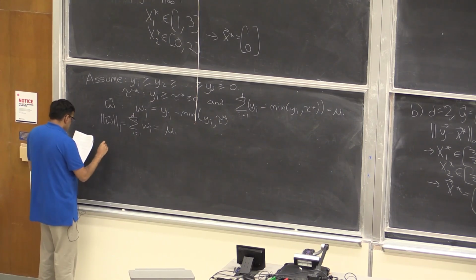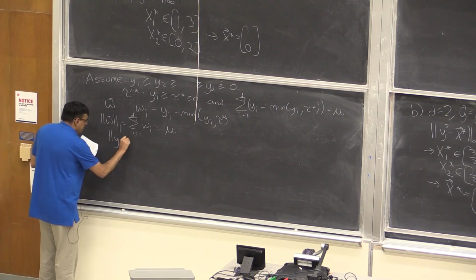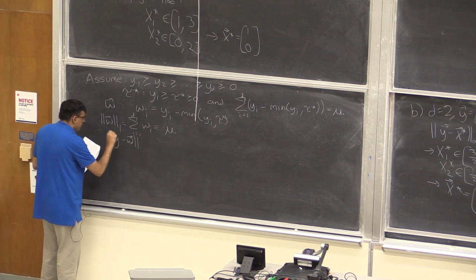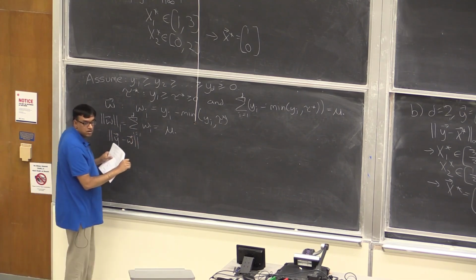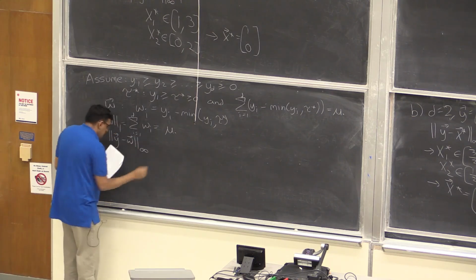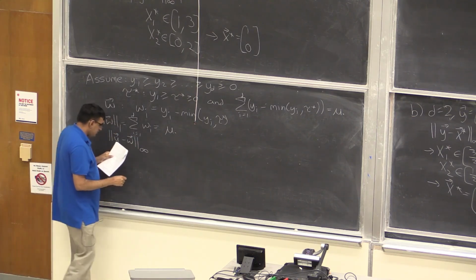So computing its objective value, we get y minus w. These are all vectors. Is there a question? No? Okay, so we compute the infinity norm of y minus w.